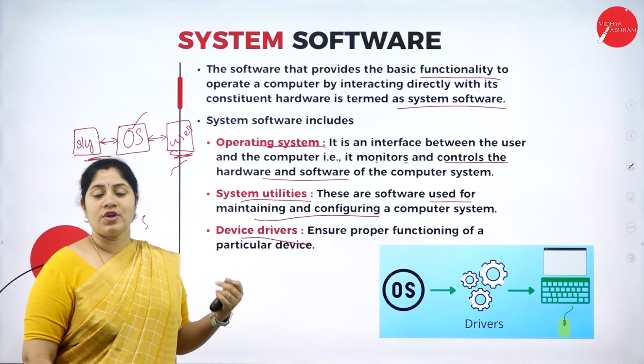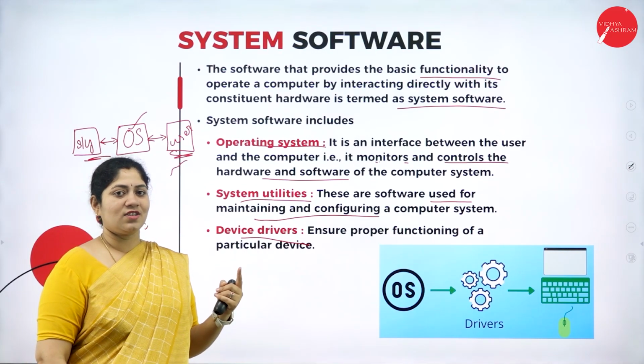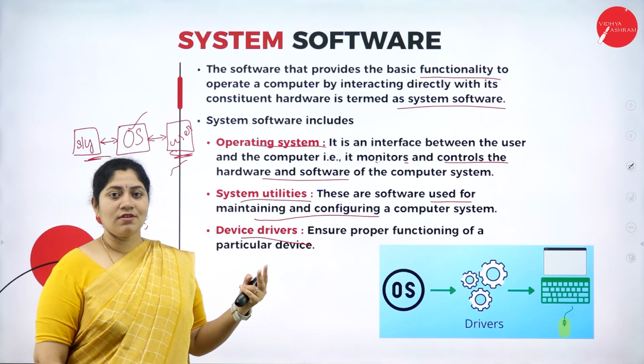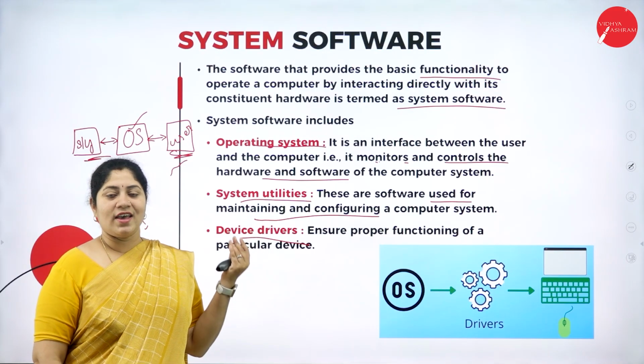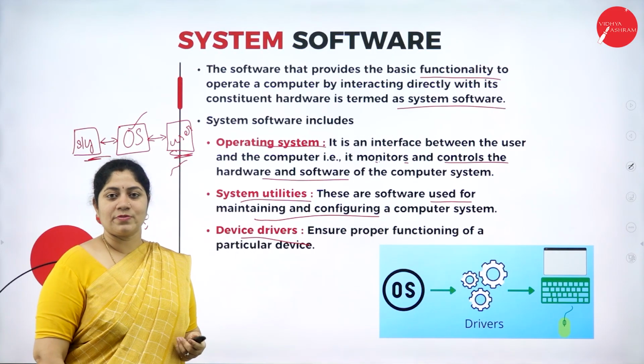So these are the three main crucial types of system software. The first one is none other than our operating system. The second one is the system utilities, and the third one is the device drivers. So these are with respect to the system software.